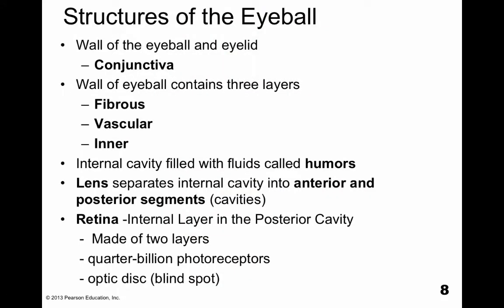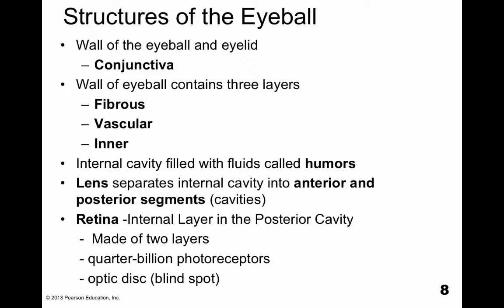Now let's talk about the structure of the eyeball. We've talked about the types, how we move them and how we protect it. So now we're going to essentially go over the structure of the eyeball. Now, I'll review the structures here, but I'm going to actually point them out and talk about them on the picture itself. But we're going to talk about the wall of the eyeball and the eyelid. That's the conjunctiva. The wall of the eyeball actually contains 3 layers. It's the fibrous, the vascular, and the inner. We're going to go into and subdivide those.